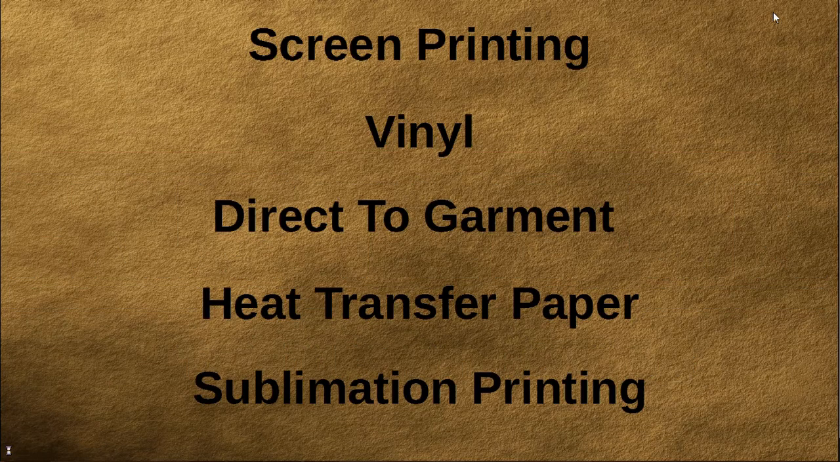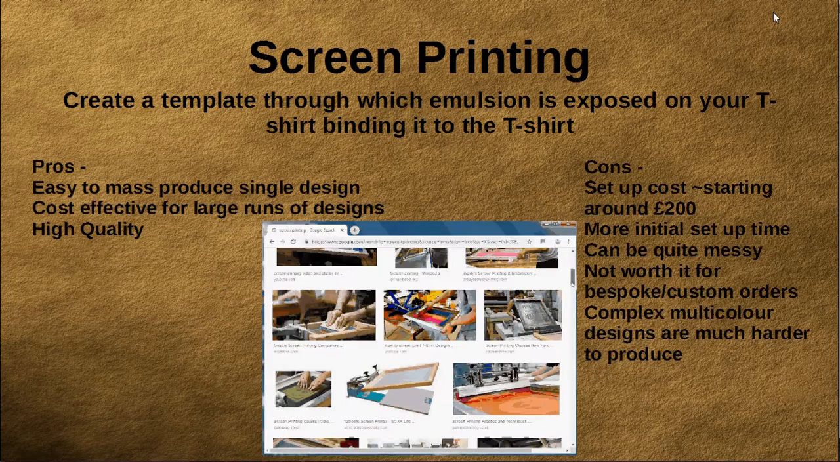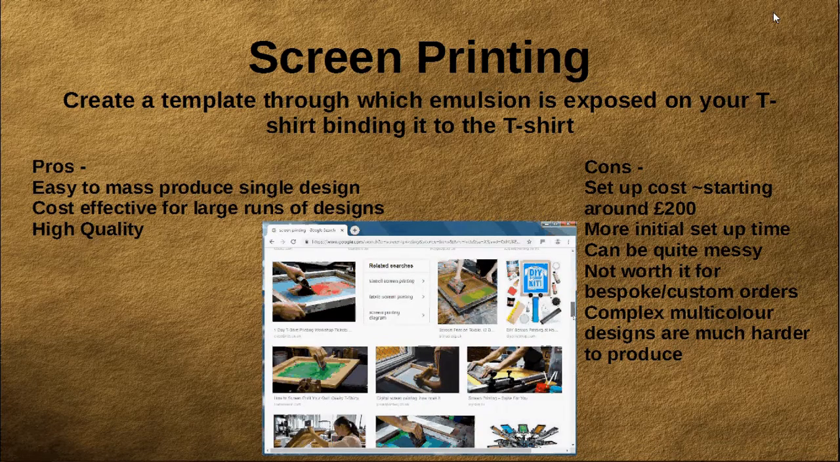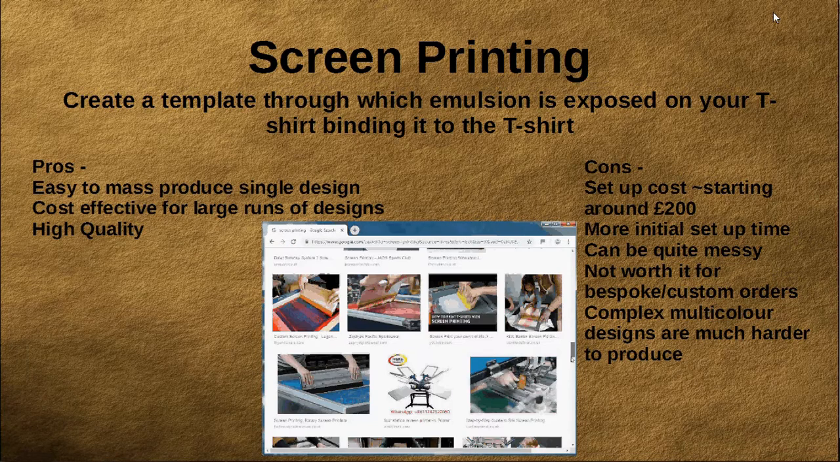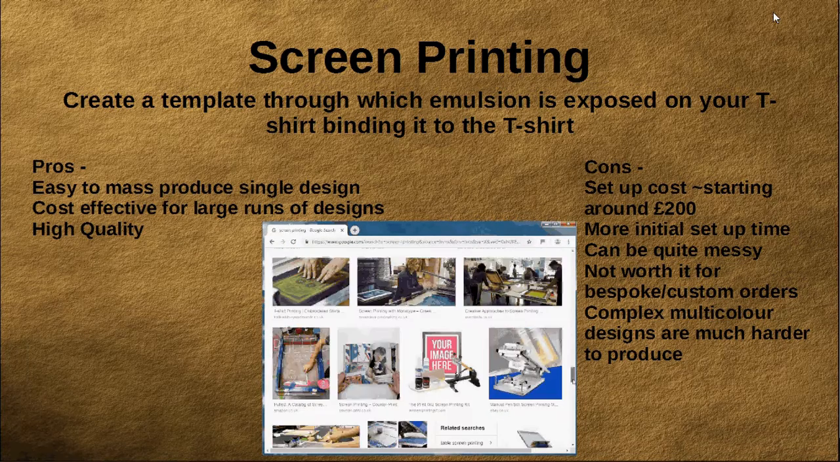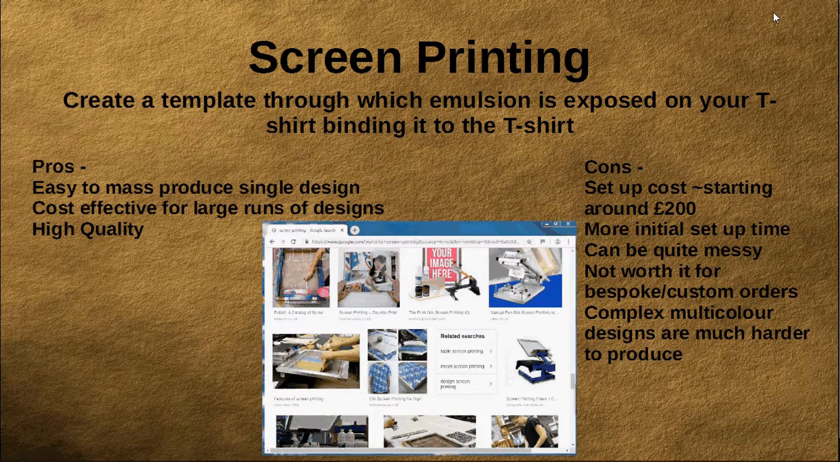There's 5 main methods: screen printing, vinyl printing, direct to garment, using heat transfer paper, or sublimation printing. Going into screen printing is where a template is created through which emulsion is exposed on your t-shirt, which ends up binding it to the t-shirt, something similar to photo negatives. The great things about this is it's easy to mass produce a single design. It's very cost effective for large runs of designs, and it produces a high quality finish.